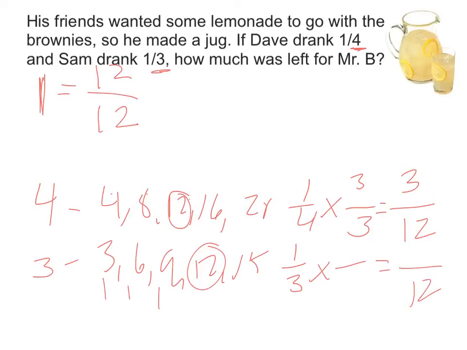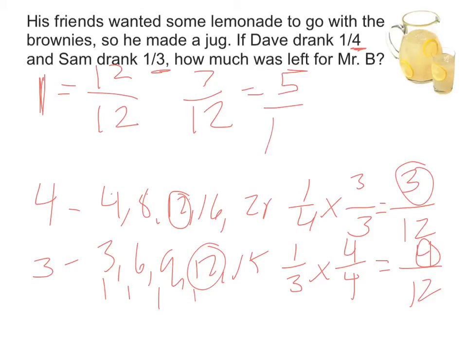1, 2, 3, 4. Whatever I do to the bottom, I do to the top. 4 times 1 gives me 4. And then again, I find it's easier if I add these two. So 3 plus 4 gives me 7 twelfths. And then I go ahead and subtract that. 12 minus 7 gives me 5 twelfths. So I know that there is 5 twelfths of the jug available for me to drink.